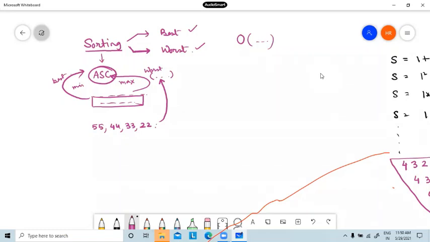But if the sequence is in this order 22, 33, 44, 55, and my ascending order sorting is the given sequence, then I will take the minimum time. Then it is called the best case. And if your data sequence is any other than these two extreme cases, then it is called average case. Remember this.